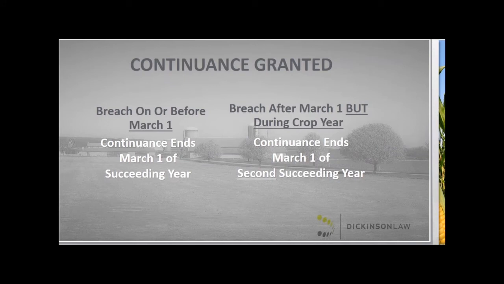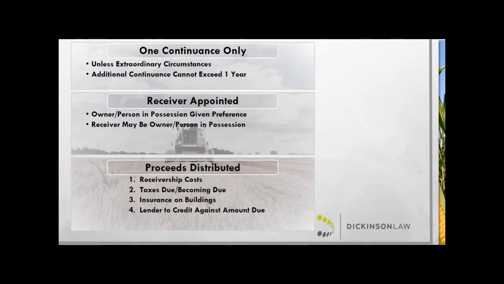If the default occurs before the first day of March of any year, causing the loss and failure of crops on the land involved in the previous year, the continuance ends on the first day of March of the succeeding year. Or if the default of the terms of the note occurs after the first day of March but during the crop year, and the year's crops fail by reason of any of the causes set out, the continuance ends on the first day of March of the second succeeding year. So those would be the two instances for the continuance.